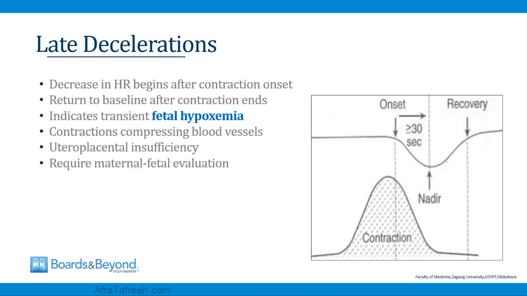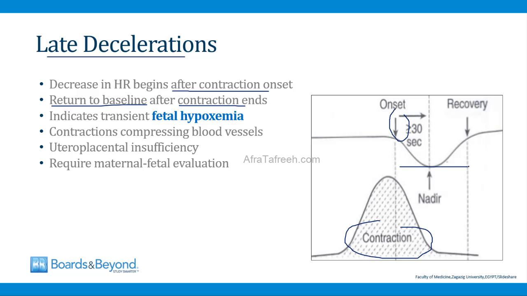In a late deceleration, the decrease in the fetal heart rate begins after the contraction onset, and the return to baseline for the fetal heart rate occurs after the contraction ends. This is an example of a late deceleration shown on the screen here. We have a contraction, and the onset of the deceleration is after the contraction has started. We then have a nadir and a recovery of the fetal heart rate back to baseline, but the recovery occurs after the end of the contraction.